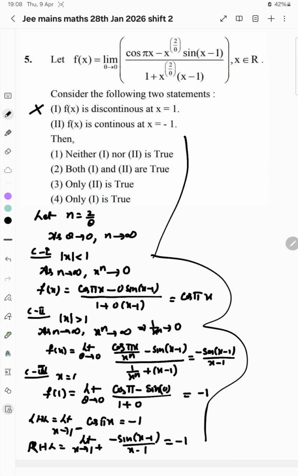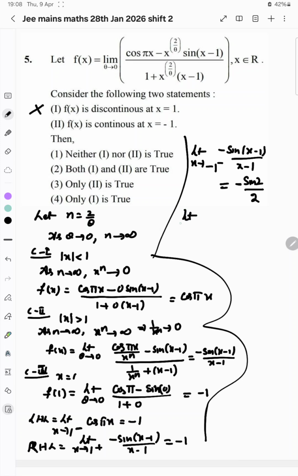Statement 2, observe, LHL, limit x tends to -1 minus, compared to -1 small, right? Compared to -1 small means what? It is not in between -1 to 1, right? So this is the condition again we should take. So minus sine of x minus 1 by x minus 1. Now we can substitute x as -1. -1 minus 1 is -2 only, no? Minus if you take it outside means positive, so sine 2 by -1 minus 1, -2 only again, so 2 minus, right? So this is the left hand limit at x equal to -1.